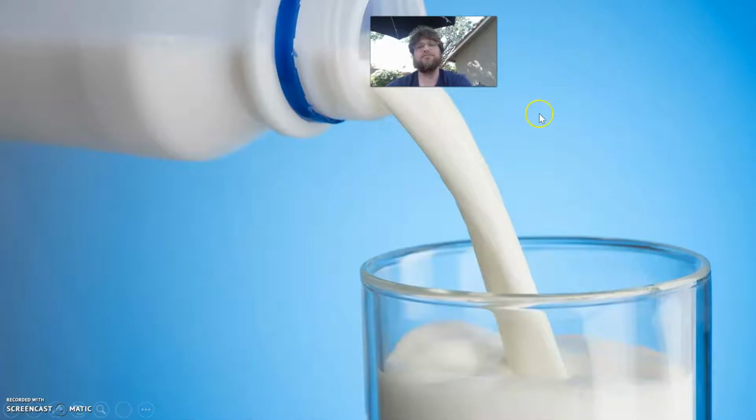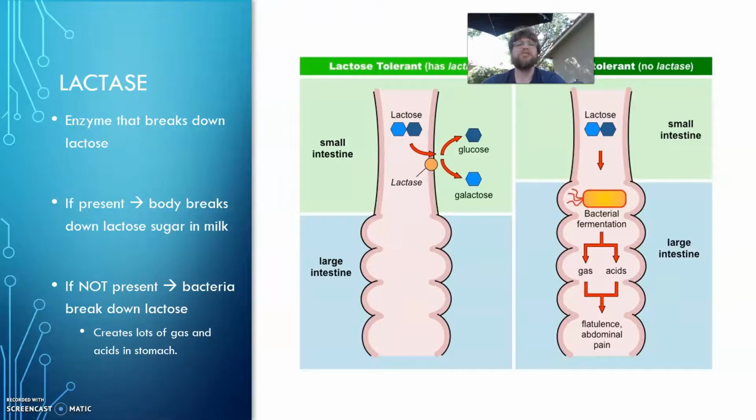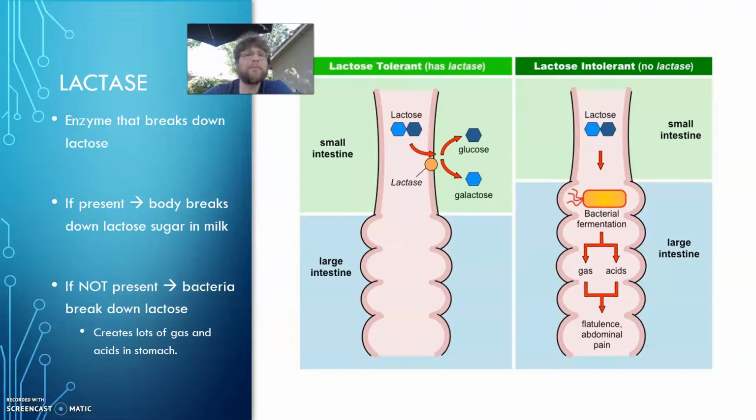Now for us, with milk, there is a gene that makes an enzyme called lactase. And this enzyme in your small intestine breaks down lactose, a disaccharide, into its component monosaccharides, glucose and galactose. And then your body can use that sugar. The cells can use it to make ATP through cell respiration.